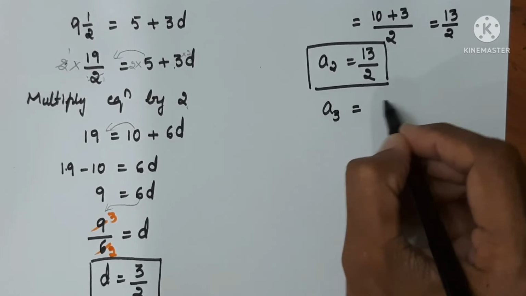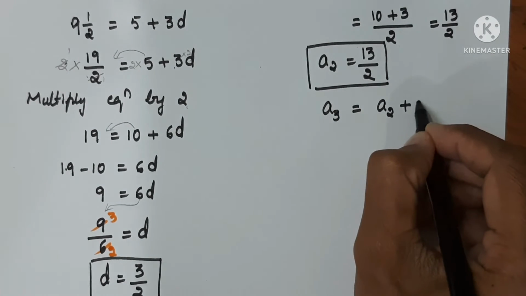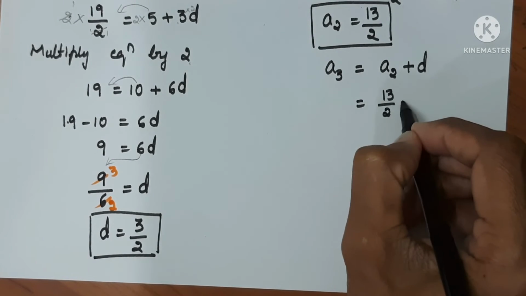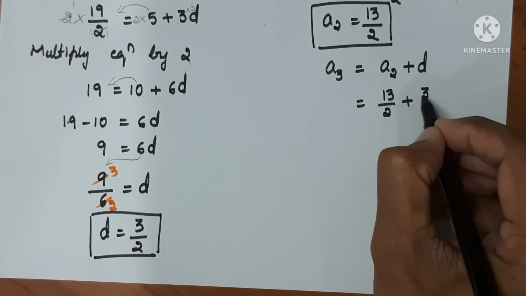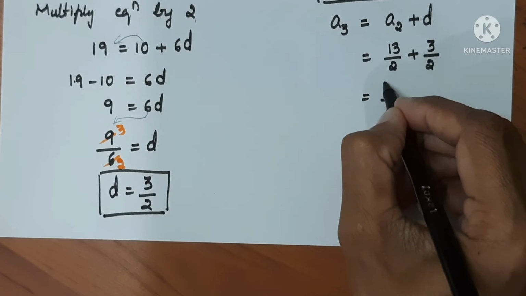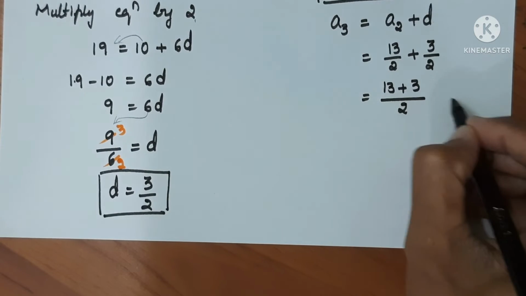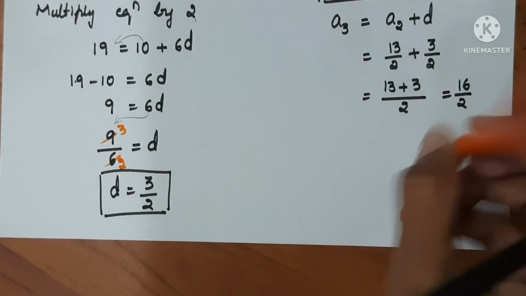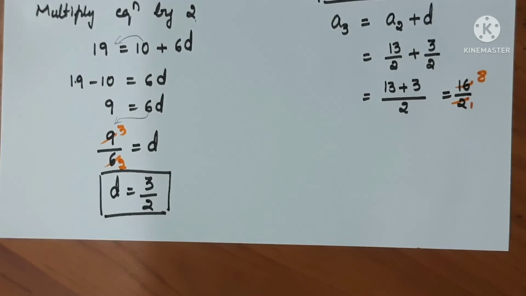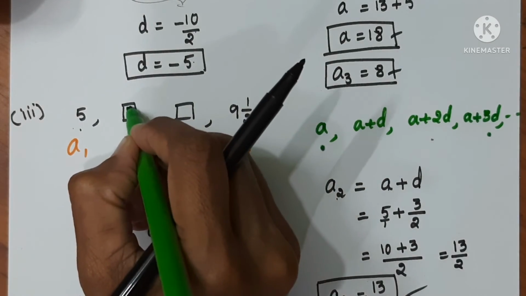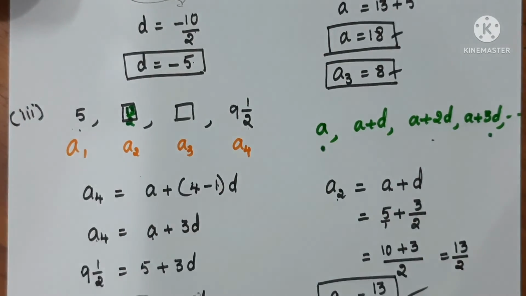Again we have to find the third term, a3. To get the third term we have to add the common difference to the second term. Second term is 13 by 2 plus the common difference is 3 by 2. Now take the LCM. LCM is 2. So 13 plus 3 will be equal to 16 by 2. Again after dividing we get 2 1s are 2, 2 8s are 16. So the answer here is the second term is 13 by 2 and the third term is 8.